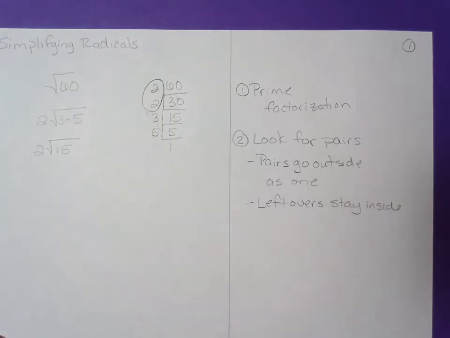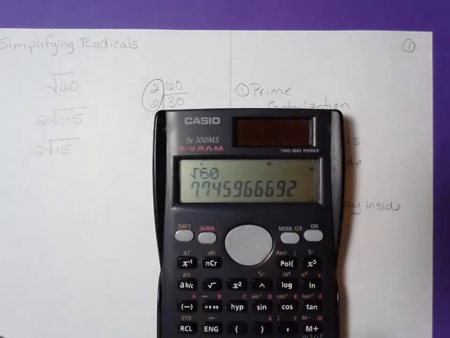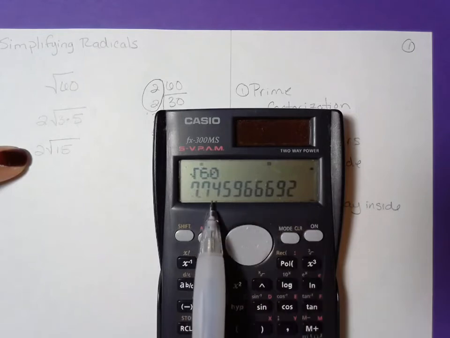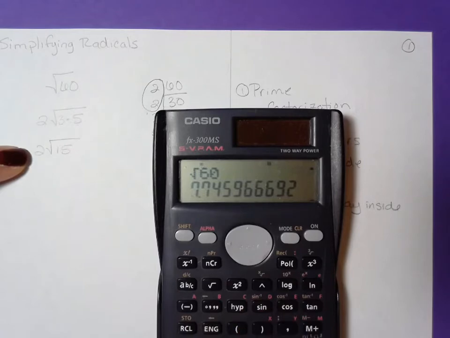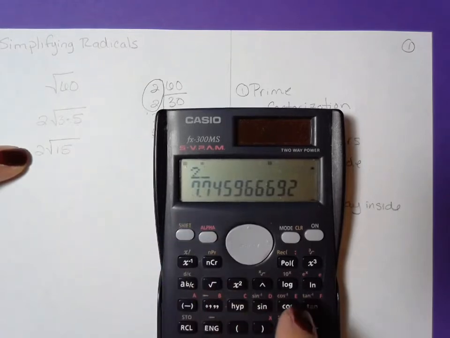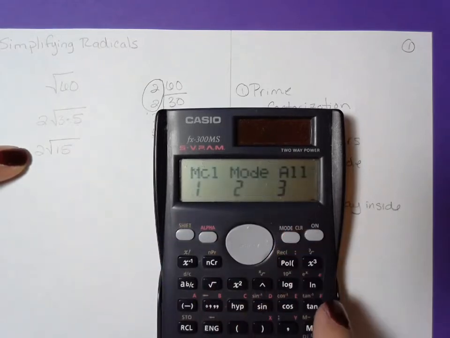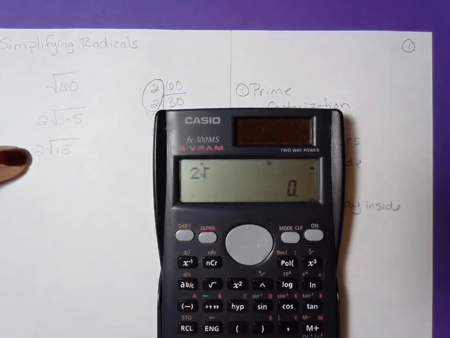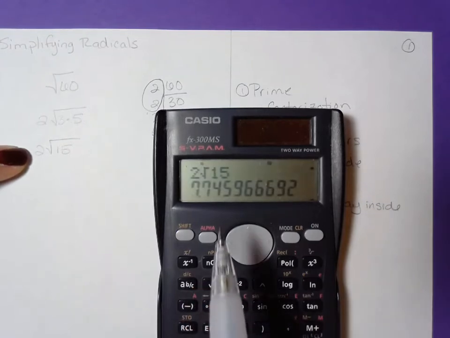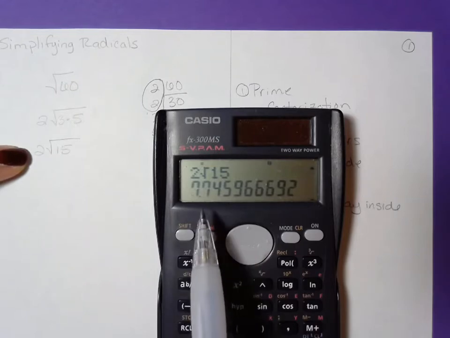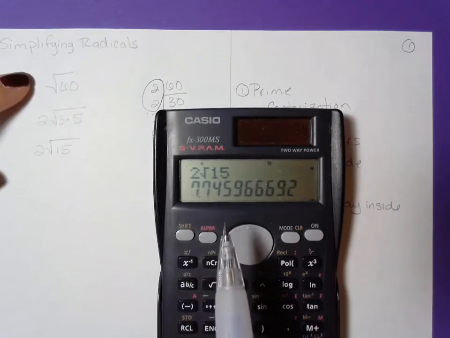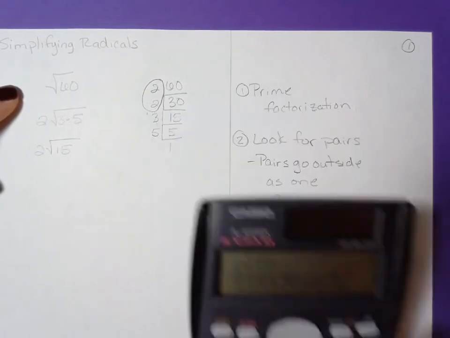So I want you to check your work. So let's grab our calculator. Here's the square root of 60. We can check our work by taking this simplified radical and typing it into our calculator and looking to see if it matches this one exactly. So let's just remember 7.745. And then we're going to say 2. Oh, I didn't want to shift there. 2 square root of 15 is 7.745. So that matches the big long decimal that we got.